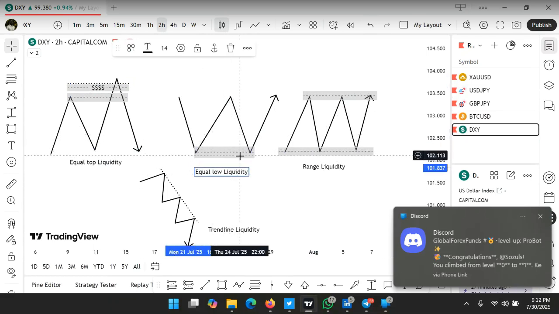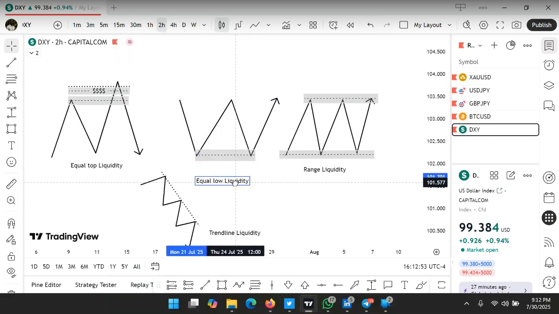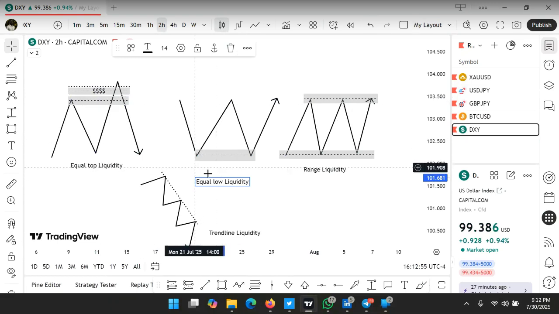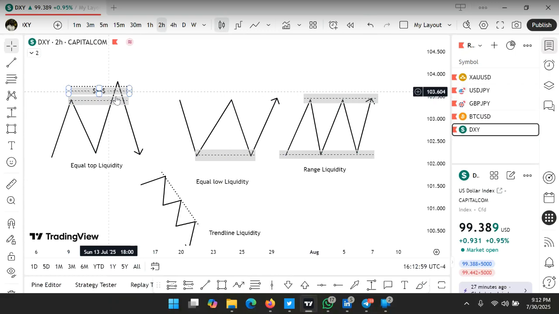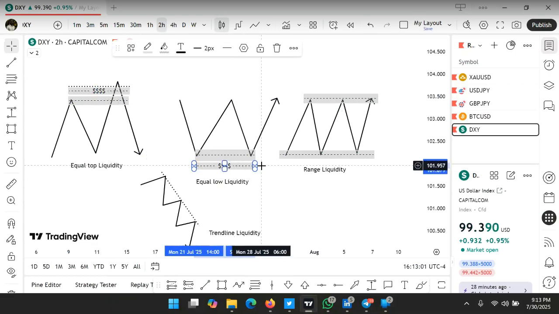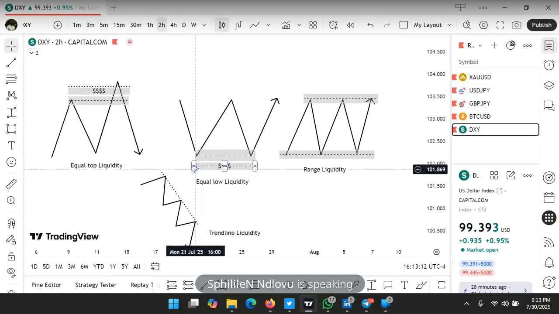There is an equal level. So this level will be a level of interest to many traders, those who trade support and resistance levels. And then what does that mean? There will be liquidity sitting at the bottom of this level, right? Liquidity means where orders are sitting, and wherever there are orders, there is money sitting there. That's the essence of liquidity.